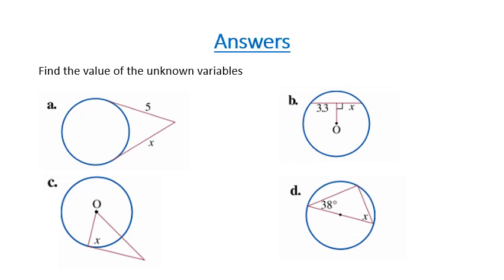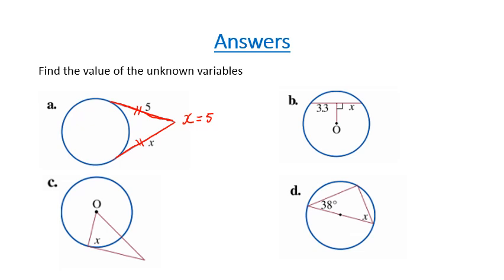So in our first question, question A, we're looking at the fourth theorem that we just looked at, where we have the external point, and we have both tangents running off. We know that when two tangents are drawn from an external point, they are in fact the same length, so therefore x is going to equal 5.